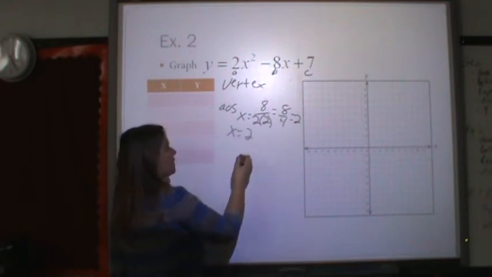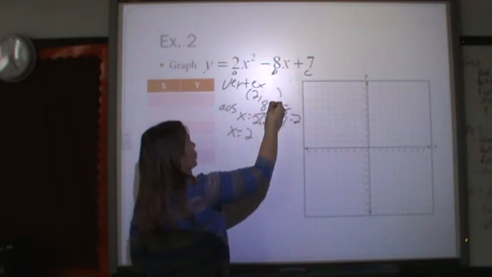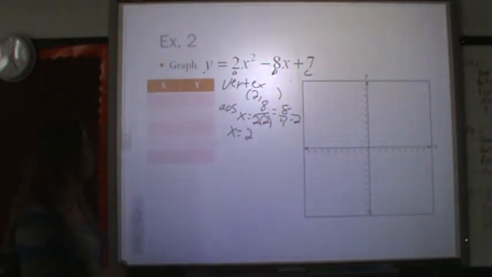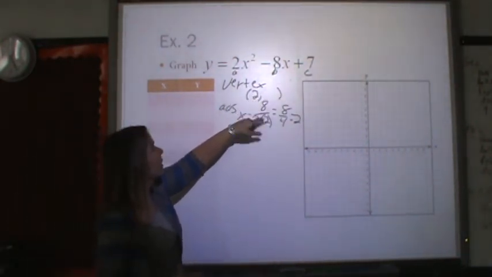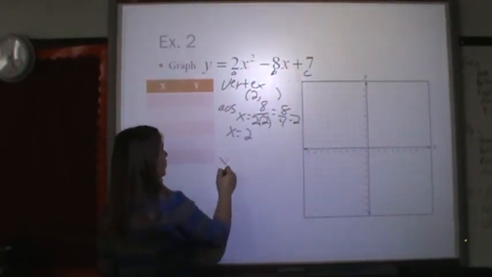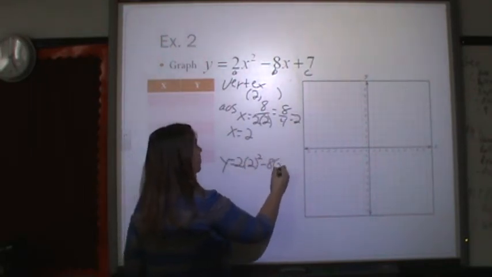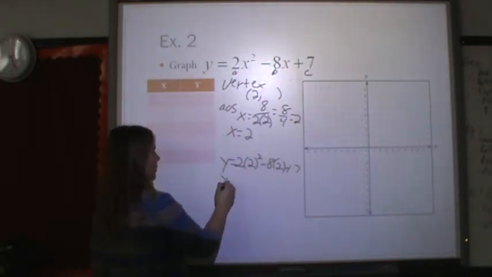So your axis of symmetry is at x equals 2, which means your vertex is going to be at 2 comma something. Remember to find the other value of your vertex, you need to take that 2 and plug it in for both of the x's up there. So y equals 2 times 2 squared minus 8 times 2 plus 7.